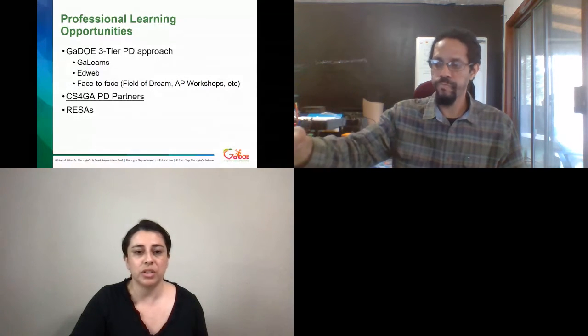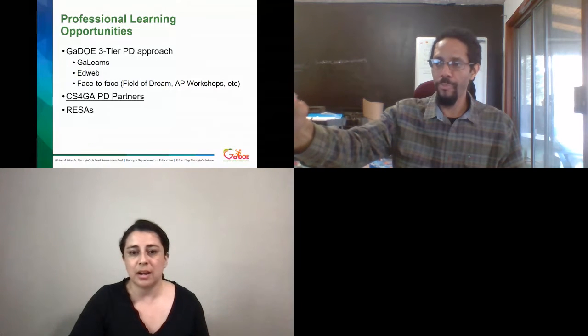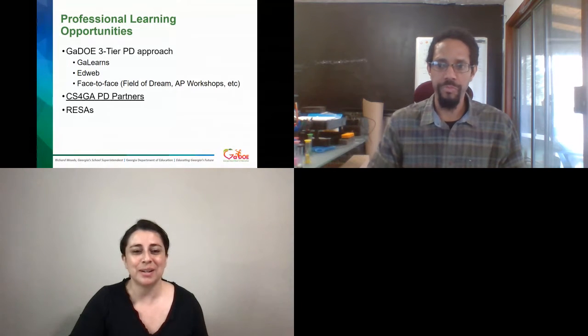So if your district did not get the CS for Georgia grant, then we could go ahead and try to see if we could request grants or scholarships for you all. The cost is $150 just to reserve your spot, and then the rest of it will be covered by the scholarships if you do qualify for it. These are given by Code.org. So just let us know.